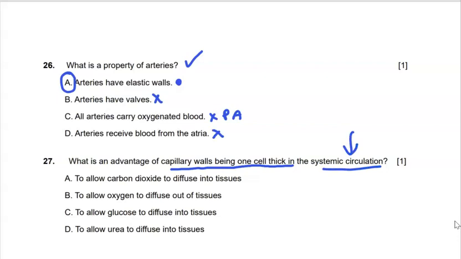They've told us this for a reason, and to distinguish it from the lung tissue. So if we have the heart here, the arteries taking blood to the tissues of the body, that's the systemic circulation. If we were dealing with going to the lung, that would be pulmonary circulation.